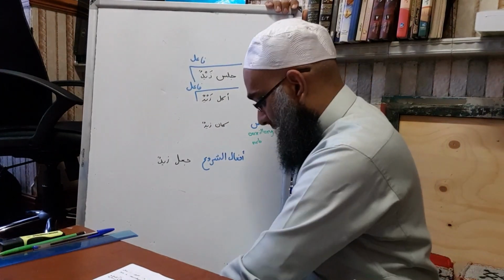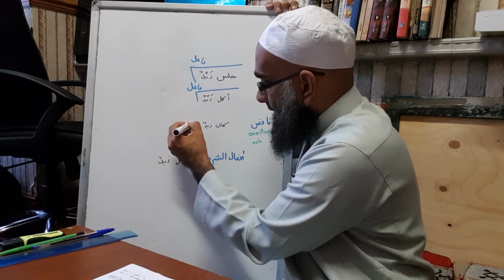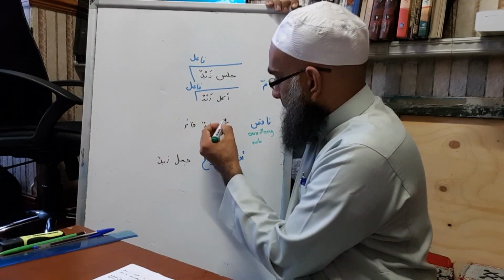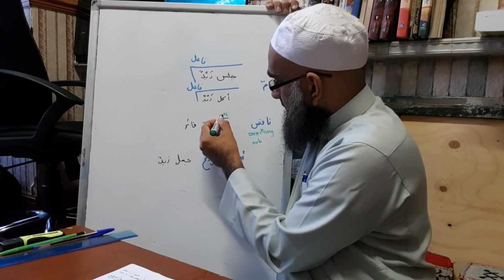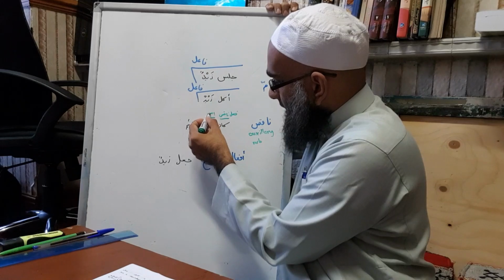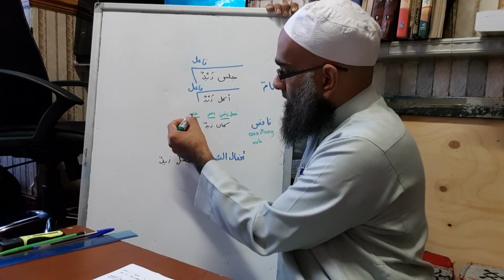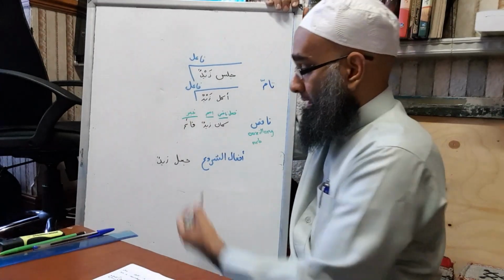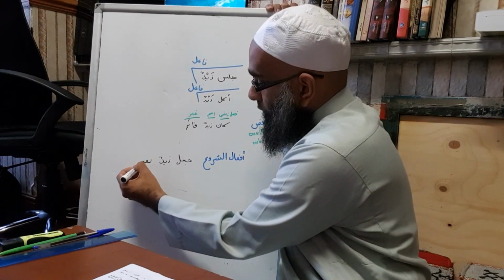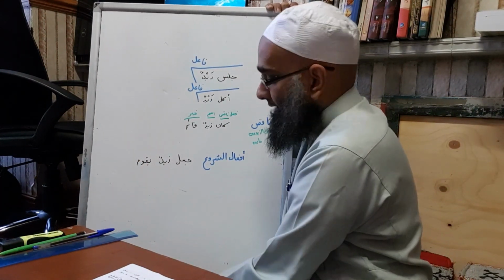So when you have kana zaydun qa'iman, the grammatical breakdown was what? Kana was fa'lun naqis. Zaydun is the ism of fa'lun naqis, and qa'imun is the khabar of fa'lun naqis. So same thing here. Ja'ala zaydun yaqumu. Zayd started to stand.